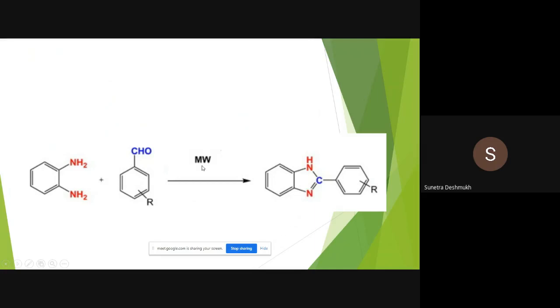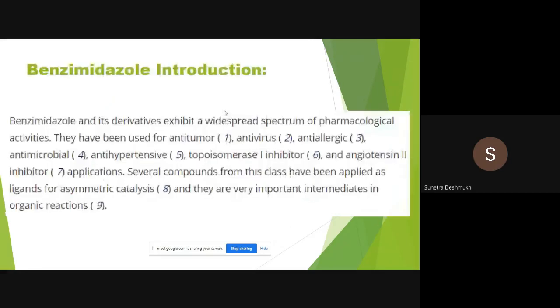And now here we need to add some catalyst. Any catalyst we need to add. So we will finalize which catalyst we will add; we have a lot of options. What options we have, we will see now. First we will see the introduction of benzimidazole derivatives.